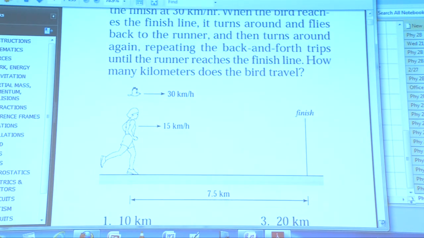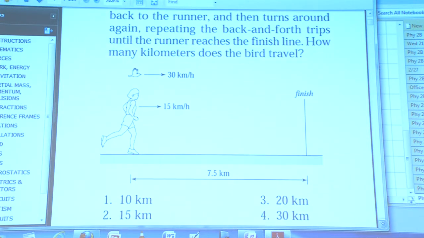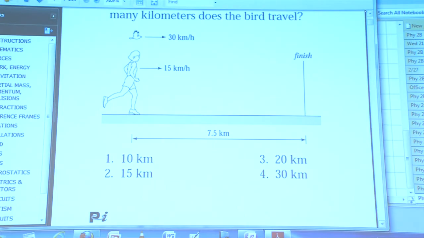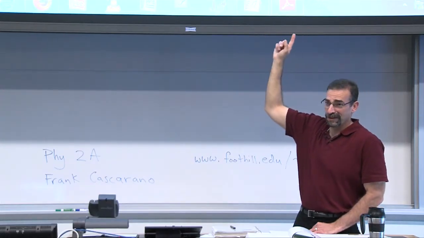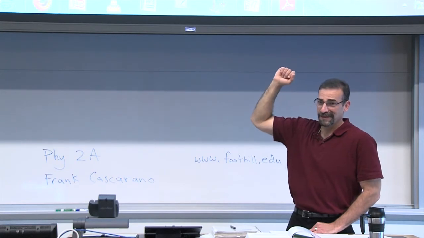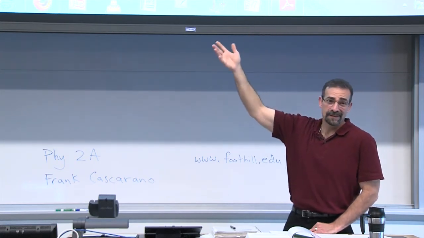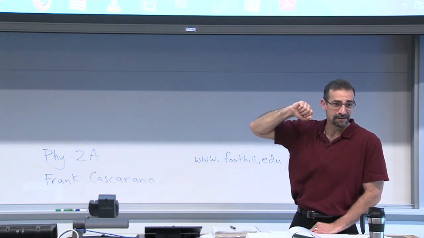Okay, and we want to know how far does the bird travel? How many kilometers? The runner takes a half hour to get to the finish line, right? Yeah. The bird's going 30 km per hour for a half hour, 15 kilometers.